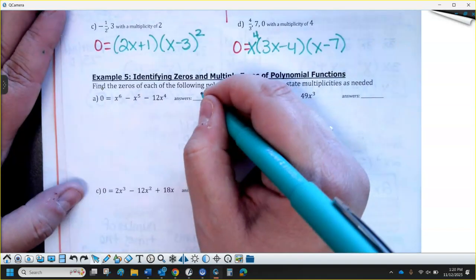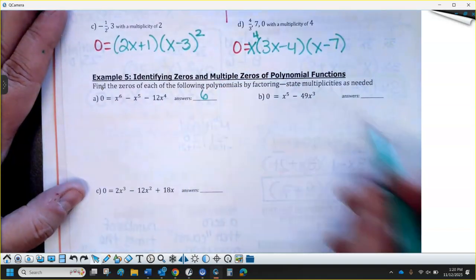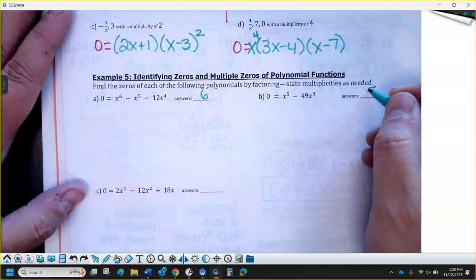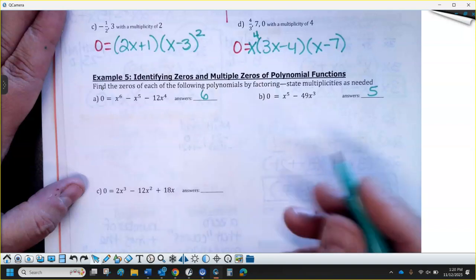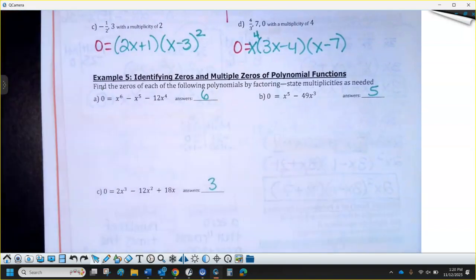Like this first equation, I have x to the 6th, so I should have 6 answers. Second equation, I have x to the 5th as my highest power, so I should have 5 answers. Last one, 2x to the 3rd, so I should have 3 answers. Now we're going to find those answers.